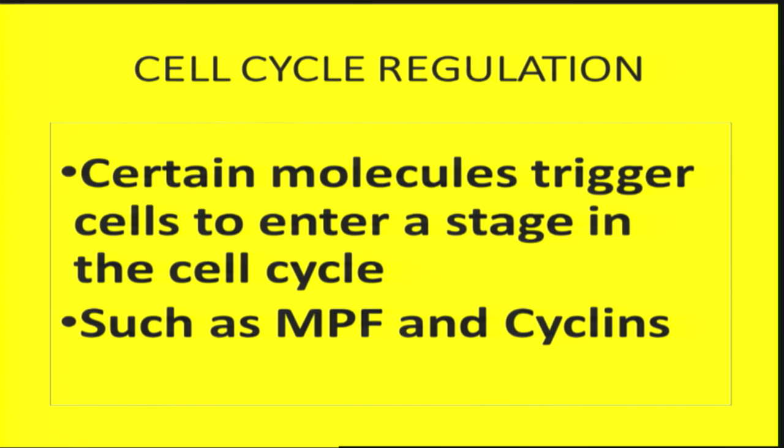There are certain molecules which trigger cells to enter a stage in the cell cycle. These molecules, which are involved in the transition of the cell cycle from one stage to the next, are known as maturation promoting factors and cyclins.